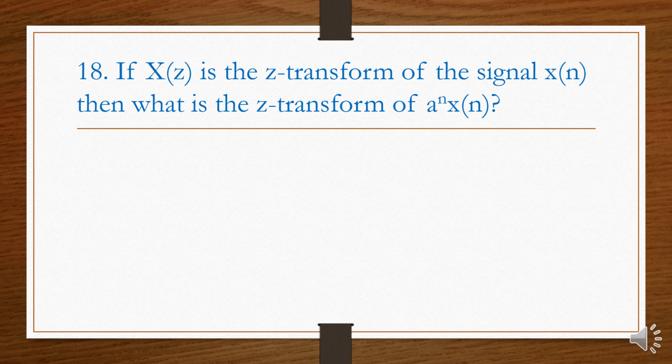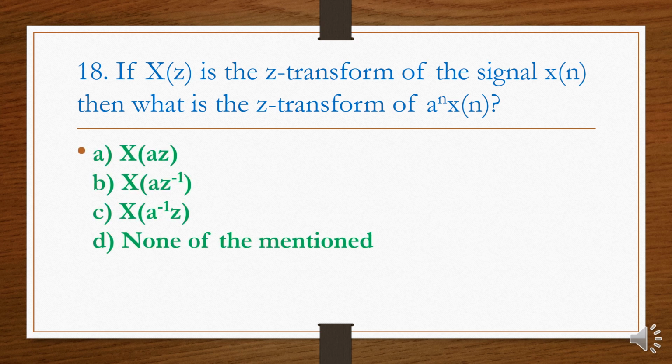Next question. If X of z is the Z transform of the signal x of n, then what is the Z transform of a power n into x of n? So four options are given. X of a z, X of a z power minus 1, X of a inverse z, and option D is none of the above mentioned. The answer is option C, X of a inverse z.